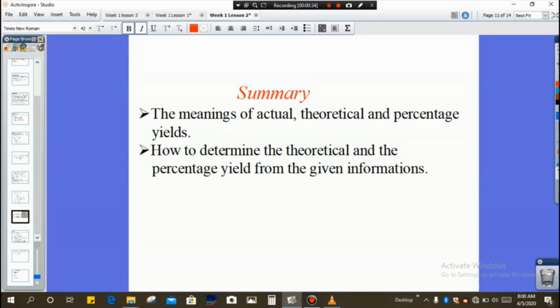What is the difference between actual yield and theoretical yield?